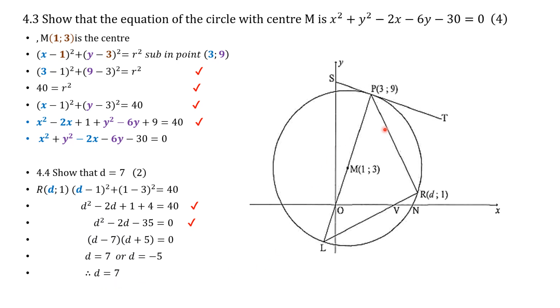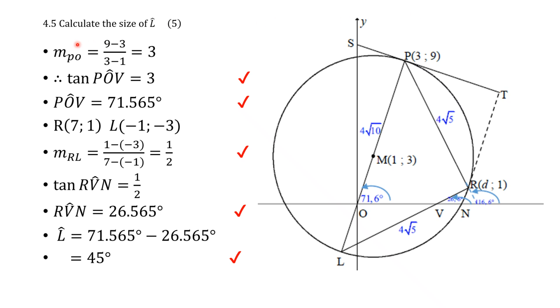Alright, let's go to the next question. Calculate the size of L. Alright, so now we want the size of this angle L. If you look there, I have a triangle. The exterior angle of a triangle equals the sum of the two opposite interior angles. So if I find this angle, I automatically have that angle.